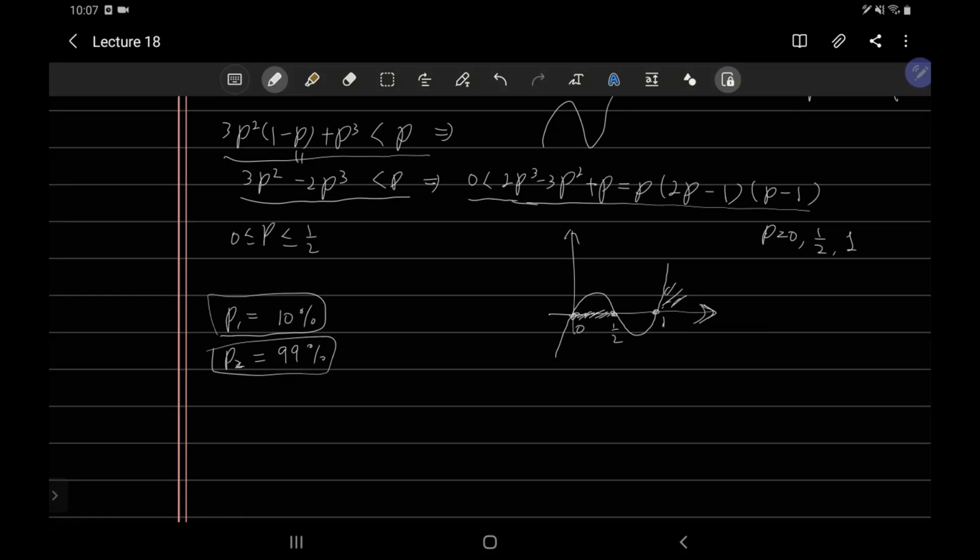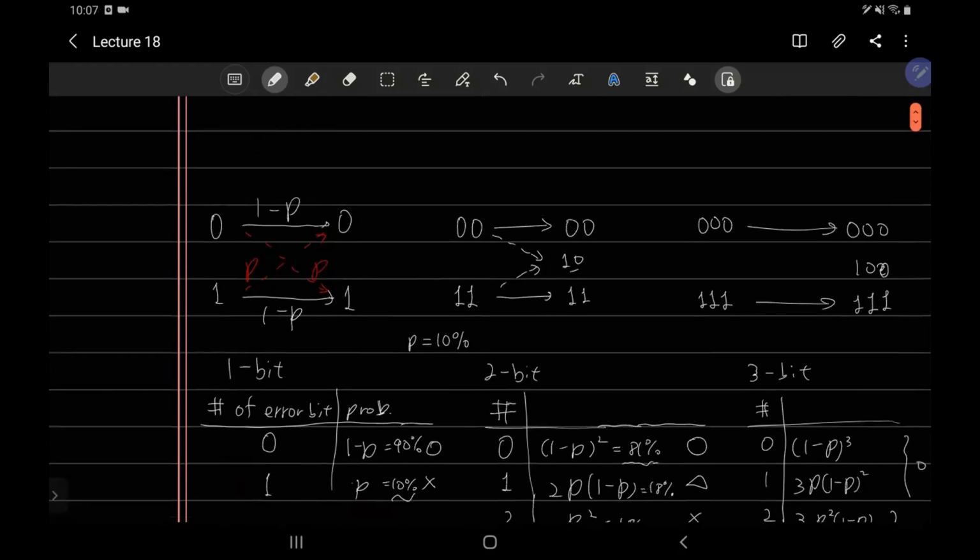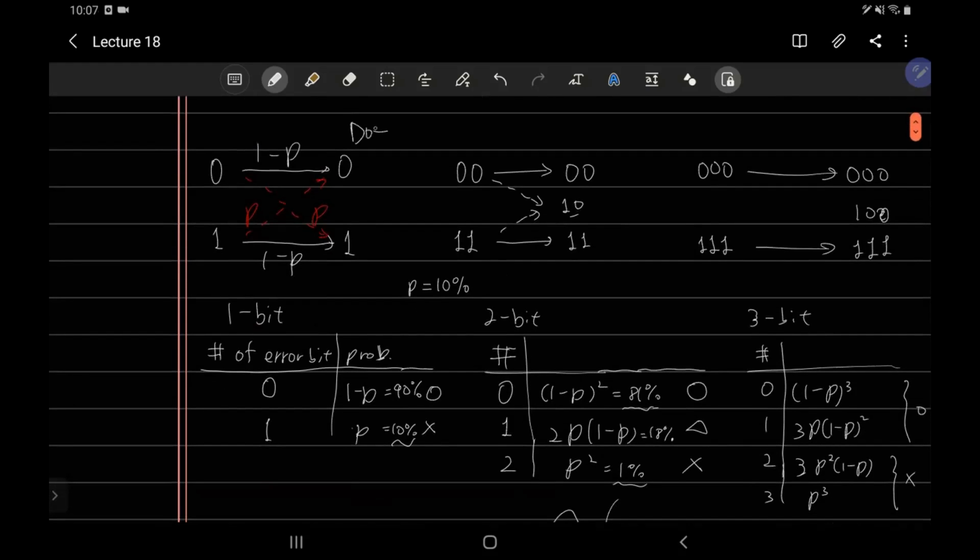Why? Because I know that when I send out 100 bits, 10 bits will be flipped for this case. However, for this case, I know that 99 bits will be flipped, and that means that at the receiver side, if I just add a NOT gate right after I receive the bit, then I will always receive the correct information 99 times out of 100.